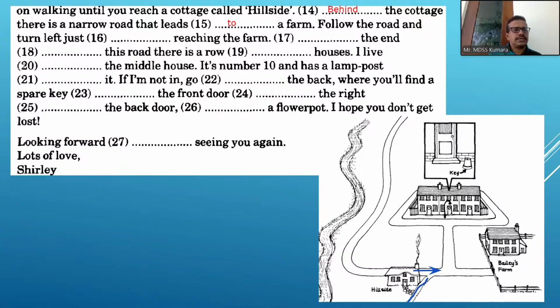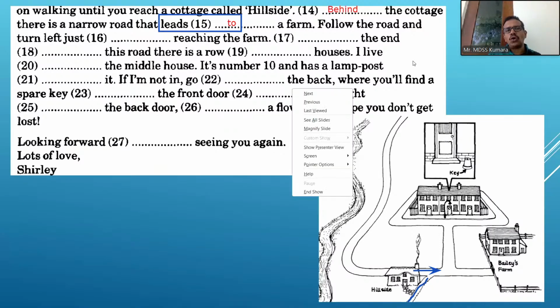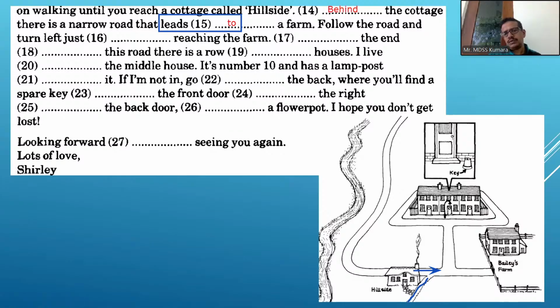So this is a fixed expression. This is a part of the verb. This kind of verb is called a particle verb or a phrasal verb. Something like keep on and the like, leads to. That leads to a farm means that takes you to a farm. ගොවිපලක් වෙත දිවෙන, ගොවිපලක් වෙත යන, ගොවිපලක් වෙත ඔබව ගෙන යන. Behind the cottage, there's a narrow road that leads to a farm. It's a fixed expression.